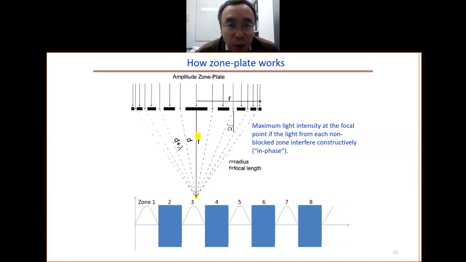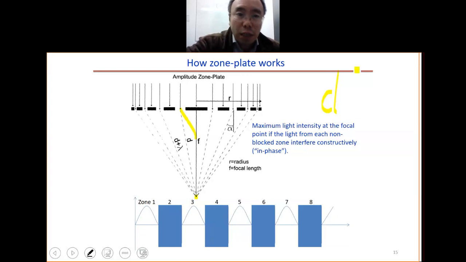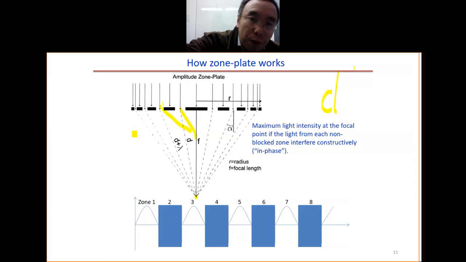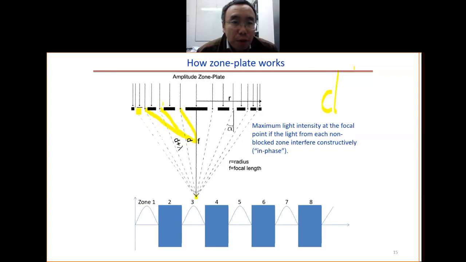For example, if we look at this point, from here is D prime. Then from here to here is D prime plus lambda, from here to here is D prime plus 2 lambda. From here to here is D prime plus 4 lambda. From here to here, D prime plus 8 lambda. Then all the light will also interfere constructively at this spot. That means there will be a secondary focal point, and then there will be many other focal points.